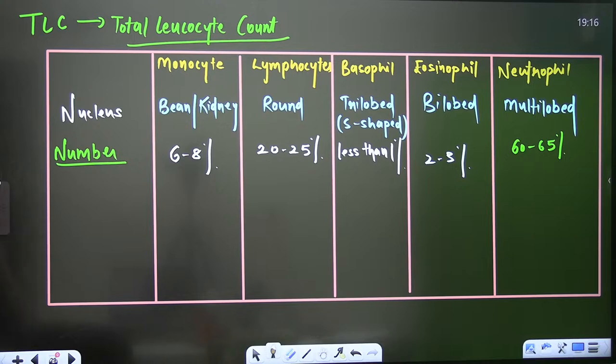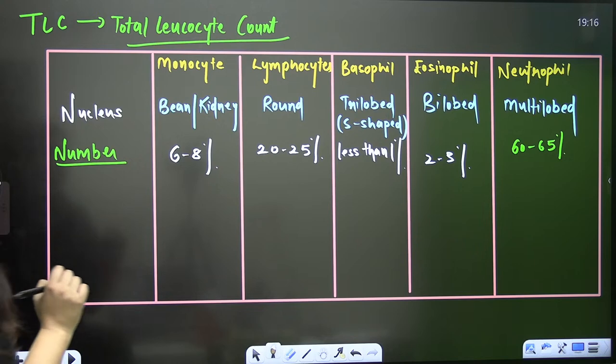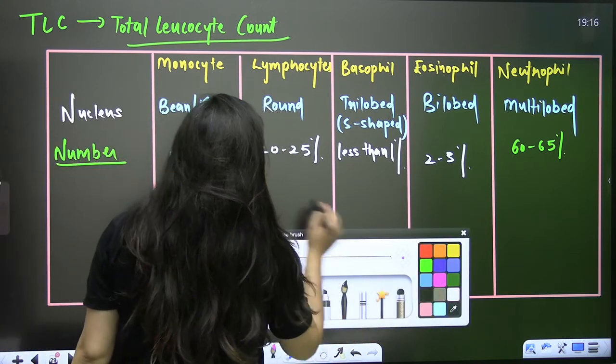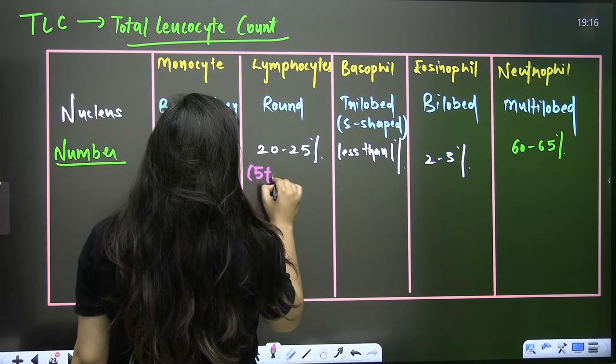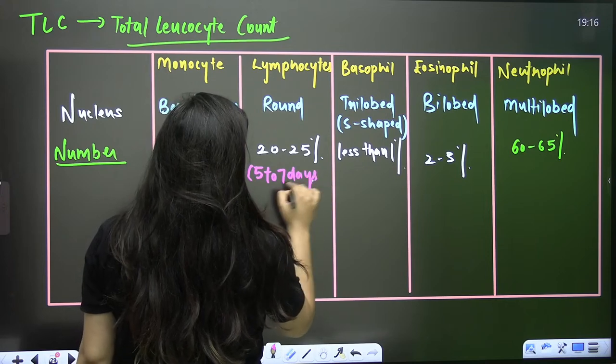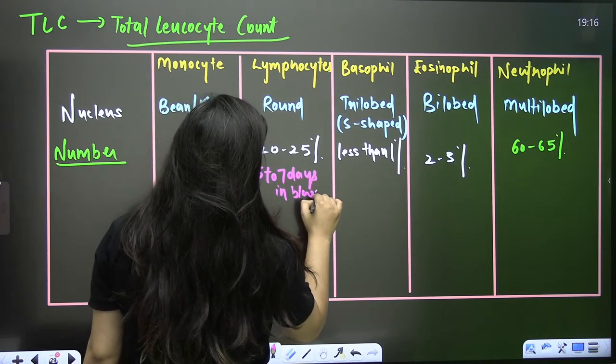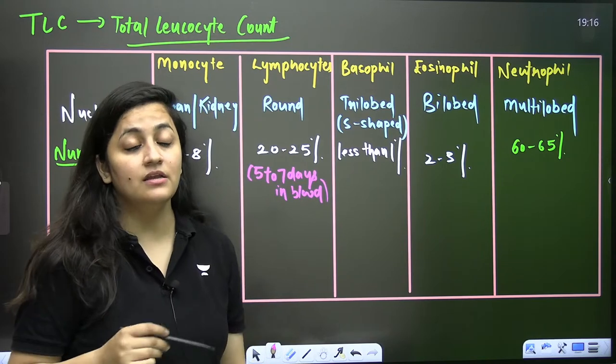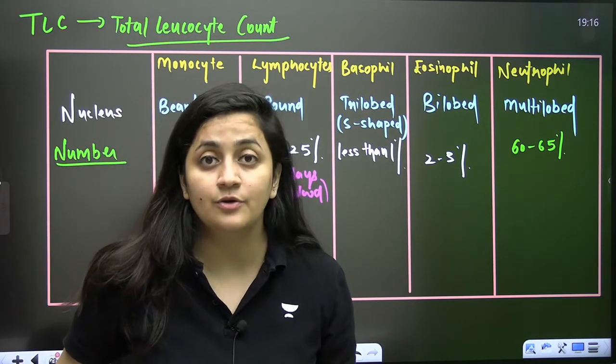Can you tell me about their lifespan? I'll give you only one example: your lymphocytes, their lifespan is near about 5 to 7 days in blood. They can survive for 5 to 7 days in blood. Certain WBCs can survive for less than 24 hours.